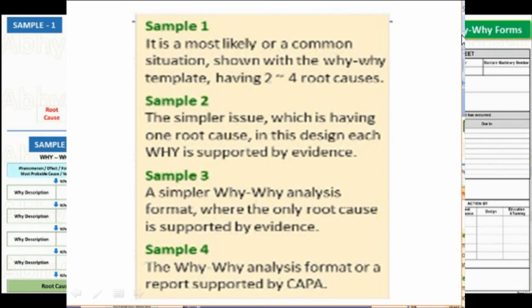Each why is supported by evidence, where a specific root cause is available, and then we have to make evidence for that. Then sample number 3 is again a simpler why-why analysis format where the only root cause is supported by the evidence. Then sample number 4 is the why-why analysis format supported by corrective and preventive actions. So these are the four different formats. You can utilize them in a variety of other things.